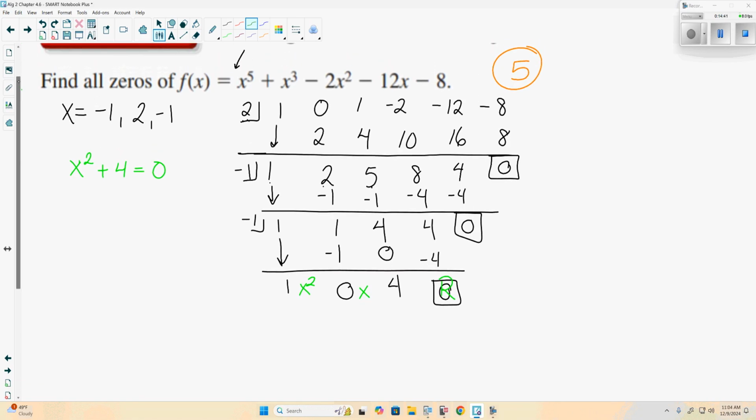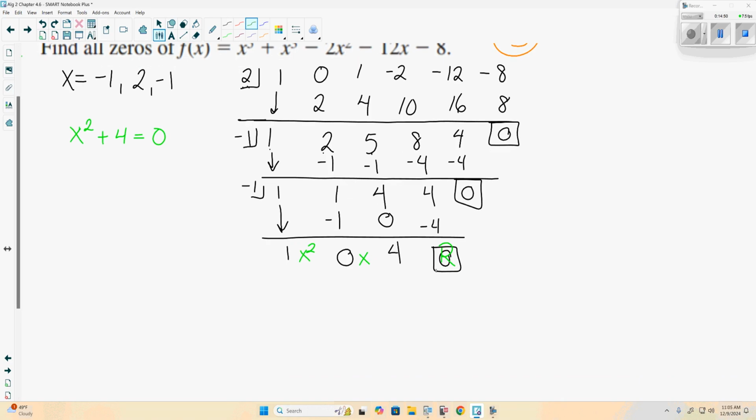Now this part's kind of nice, because since we don't have a middle term, we don't have x. How did you do over the 0? R. Okay, because it's our remainder. So the last number, the number in the box, is always that remainder.